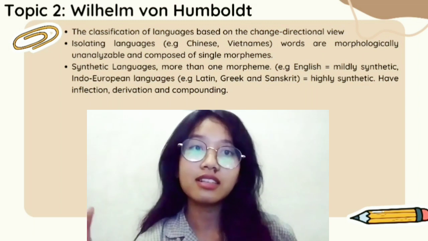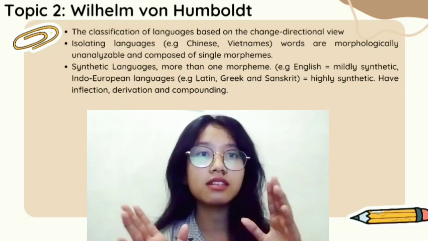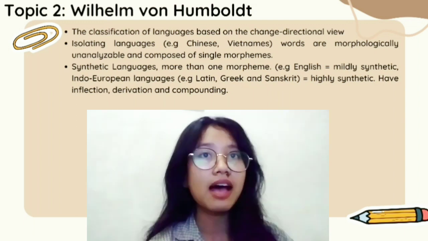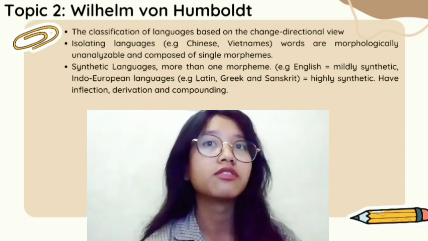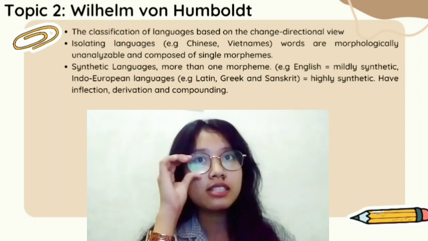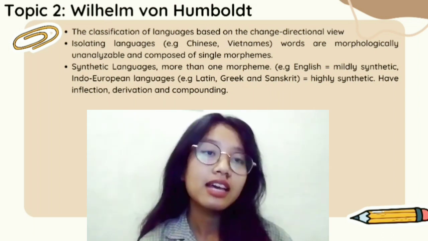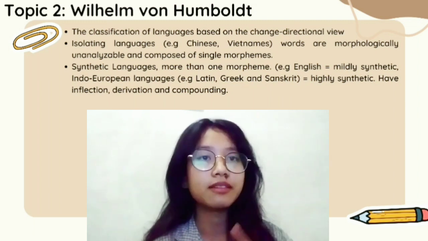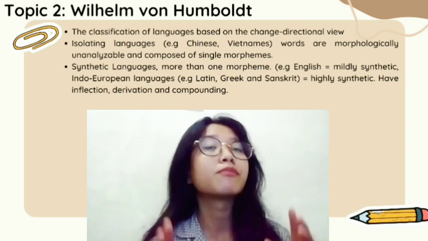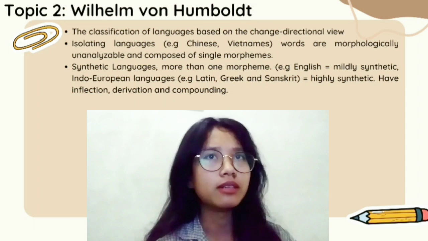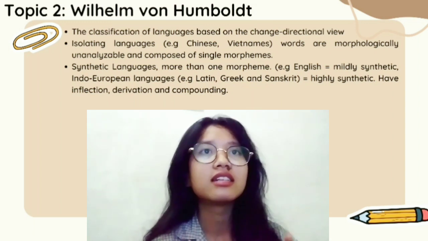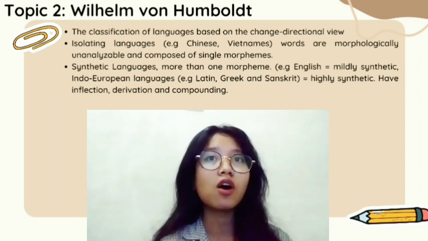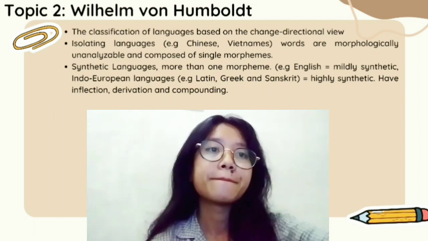And then the next subtopic, still in Humboldt's theory, is the classification of languages based on the directional view. First is isolating languages. In isolating languages, such as Chinese and Vietnamese, words are morphologically unanalyzable, in which each linguistic unit carries a meaning; words are composed of single morphemes.